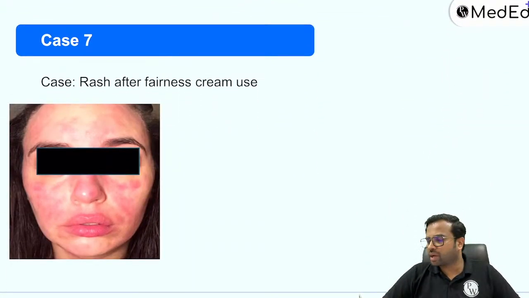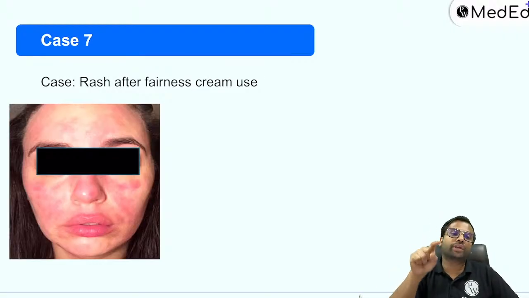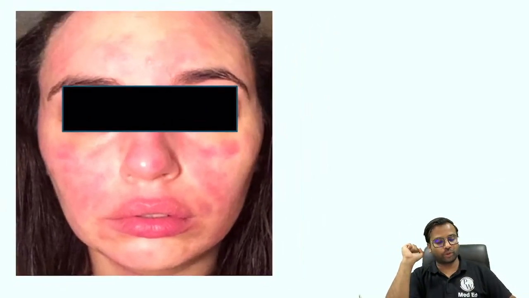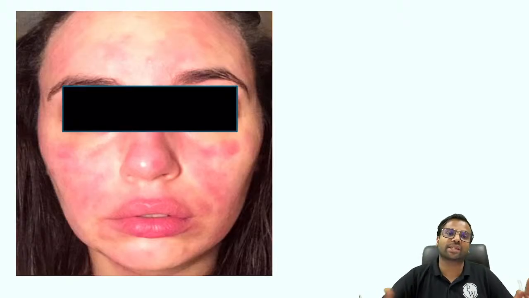Now, a patient is coming to you with a complaint saying that there is a rash in the face, but after the use of a fairness cream. I'll just zoom it for you. Now, here the patient herself knows what is the reason for the rash, because the patient must have ordered something online, isn't it? Something that is not branded.